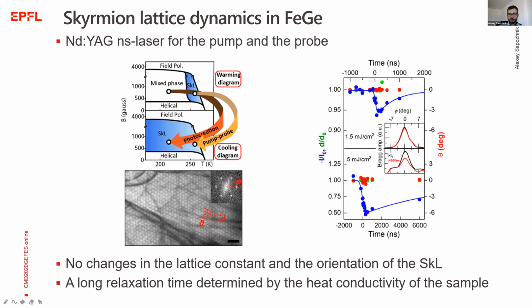The graphs show the intensity of the magnetic contrast, the skyrmion lattice constant, and the orientation of the skyrmion lattice, depending on the time upon pumping with the neodymium YAG nanosecond laser. As you can see, neither the lattice constant nor the orientation of the lattice changes. However, the drop of the intensity in this case is proportional to the laser fluence used in the experiment. Also, the long relaxation times in this experiment are determined by the heat conductivity of the sample.